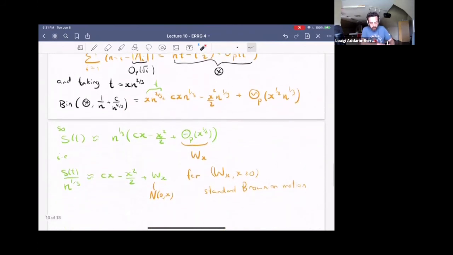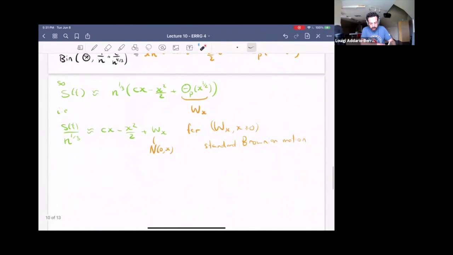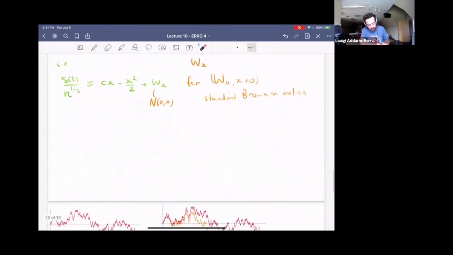Okay, so I think now I'm going to get to a prepared slide, because I have some pictures of what this S actually looks like. Well, really simulations of this limiting process.